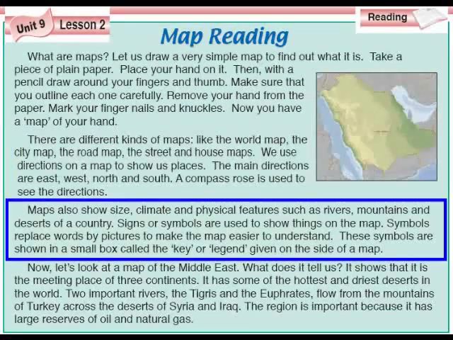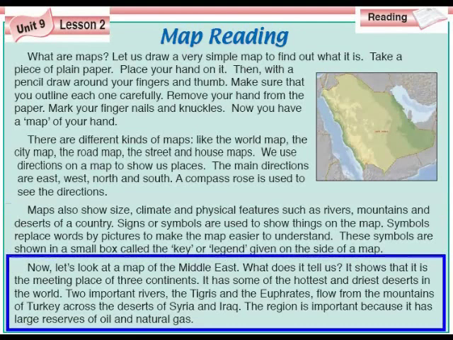Maps also show size, climate, and physical features such as rivers, mountains, and deserts of a country. Signs or symbols are used to show things on a map. Symbols replace words by pictures to make the map easier to understand. These symbols are shown in a small box called the key, or legend, given on the side of a map.